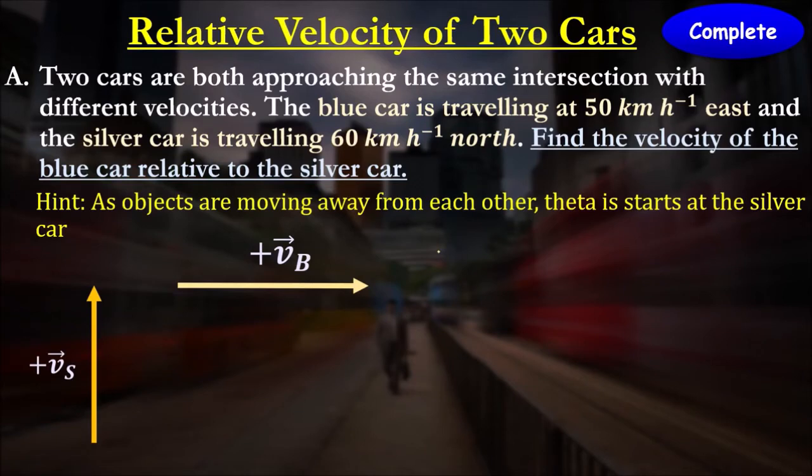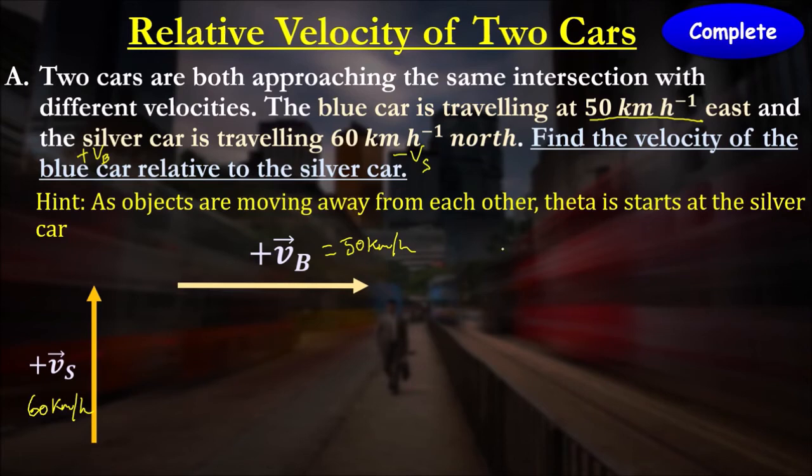So you have two cars, okay? You have the blue car that's moving at 50 kilometers per hour east. So I just draw that out, 50 kilometers per hour east. We have a silver car that's moving at 60 kilometers per hour north. We want to find the velocity of the blue car. So in this case, that's going to stay positive relative to our silver car. That's going to be negative.